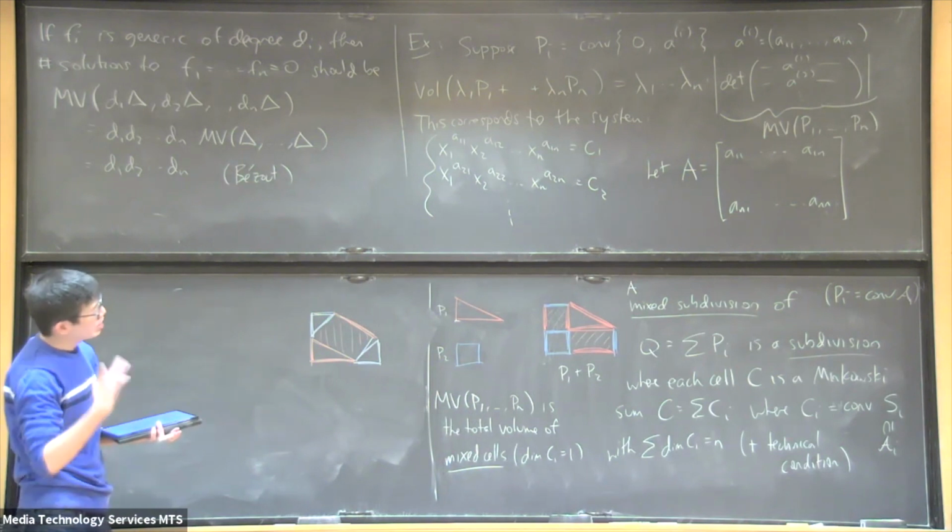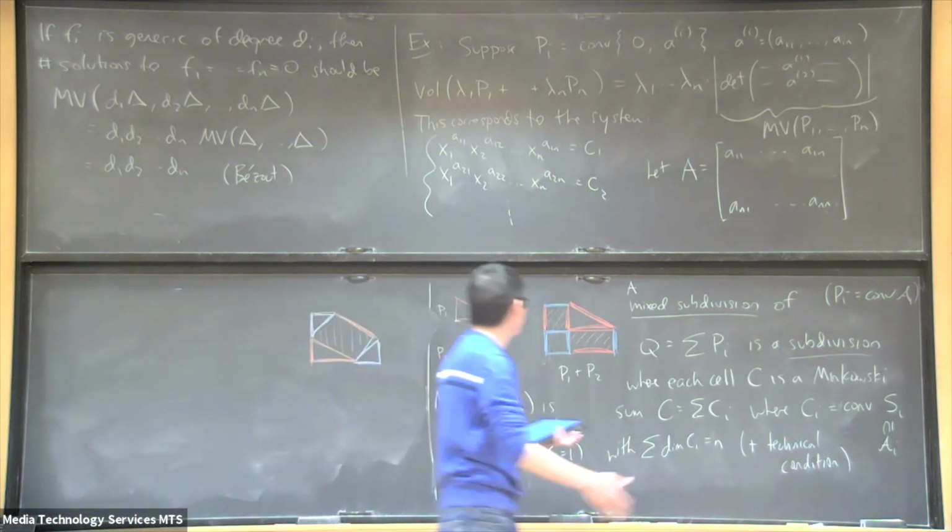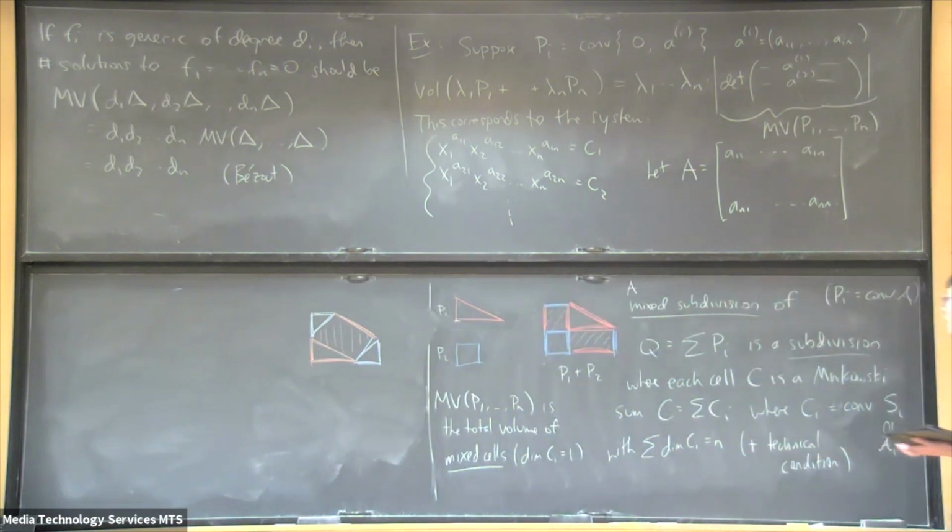Okay, so how does one actually find a mixed subdivision? It turns out that there's a standard way of constructing a mixed subdivision, similar to how there's a standard way to compute, say, a triangulation of a polytope. And so let me describe how that works.